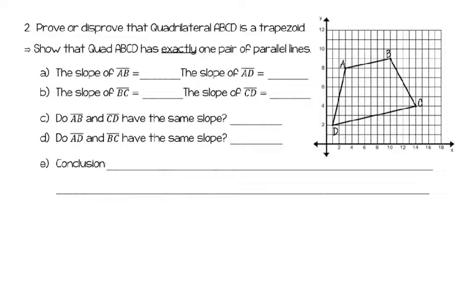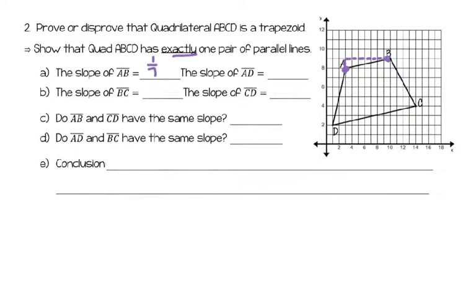So here it says to show that quadrilateral ABCD has exactly one pair. So you'd have to show that not only are these two parallel, but you have to show that these two are not parallel. Okay, so the slope of AB. To get the slope of AB, we're going to rise 1, and we're going to run 1, 2, 3, 4, 5, 6, 7. So 1/7.